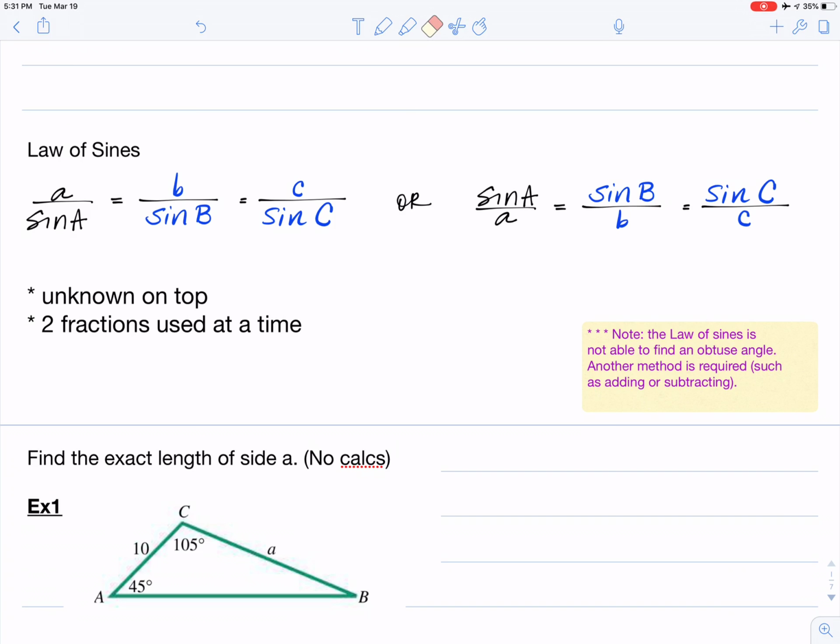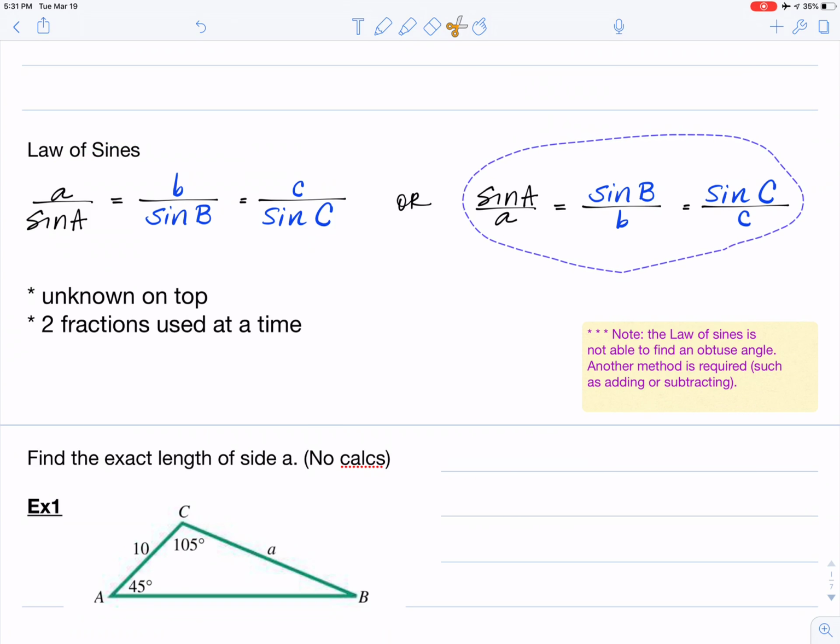The biggest thing to remember on this is that you want to put whatever's unknown on top. So if you don't know a side and you're trying to find a side, then this is the ratio that you're going to want to use. The proportion that you're going to want to use. And if it's an angle that you don't know that you're trying to find, then you're going to use this particular proportion.